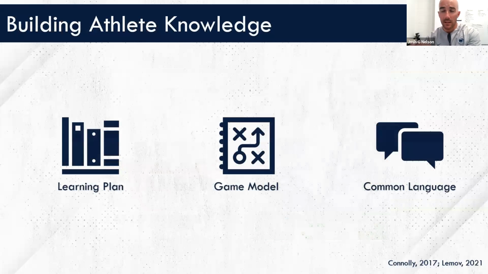career. Last video, we talked about three different aspects of building athlete knowledge. The first being designing a learning plan that's longitudinal over a period of time. It could be throughout a career, it could be through a year, it could even be over a period of time like 8 weeks or even a month. We talked about organizing a game model.